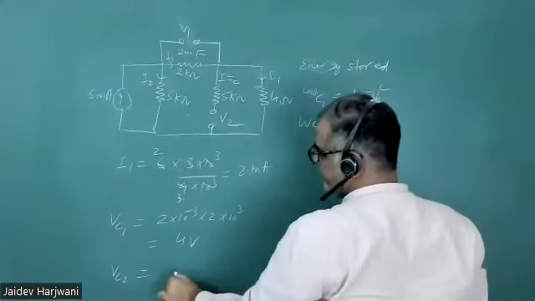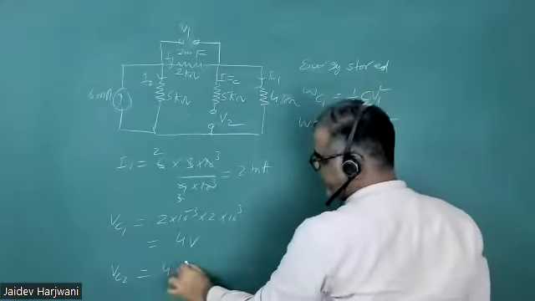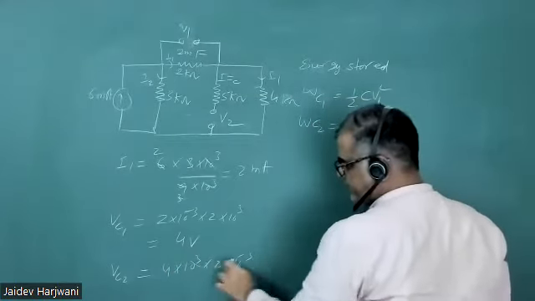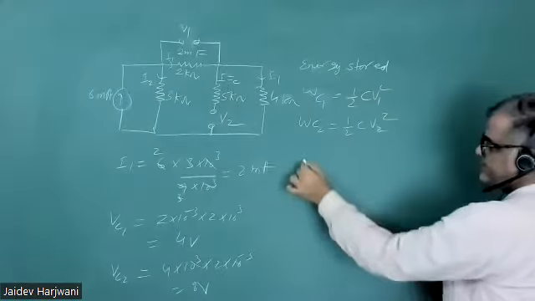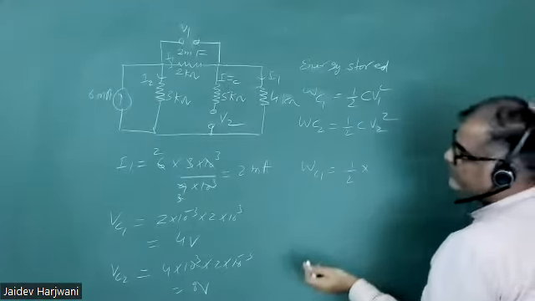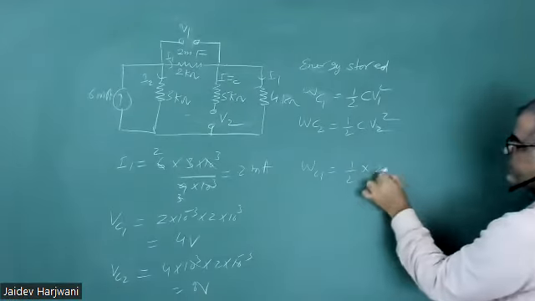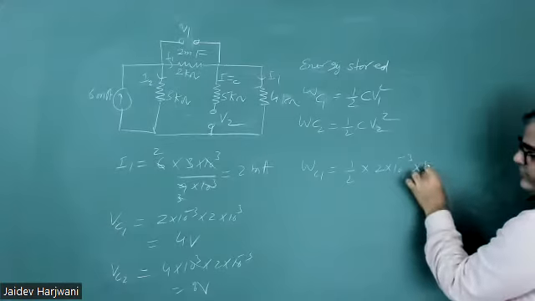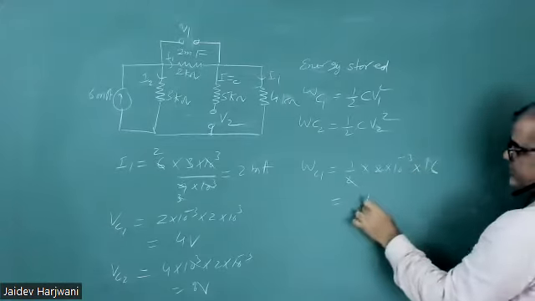Okay, the VC2 will be 8 volt. 4 kilo ohm. So 4 into 2 milliampere. Okay, so this will be your 8 volt. Now you can easily find the energy. WC1 will be half. C is how much? C is 2 millifarad. Okay, V1 square is 16. So this becomes 2. This becomes 16 millijoule.